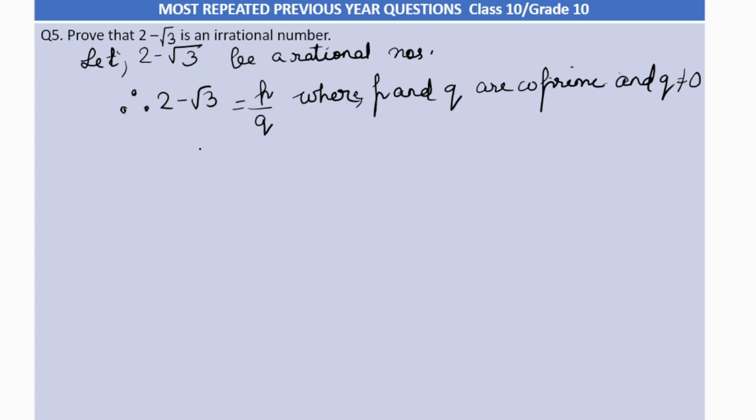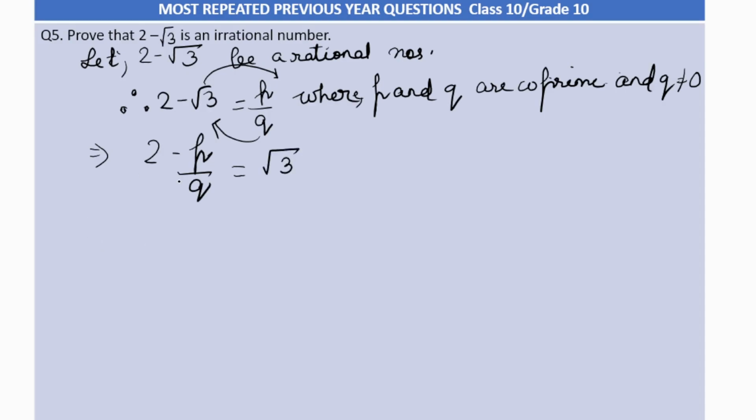So first we have assumed this to be a rational number. Now we can write like this, right? We can take this plus root 3 this side and bring this p by q this side. So it will become 2 minus p by q. When the p by q comes this side, it will become minus p by q, and when the root 3 goes this side, it will become plus root 3.